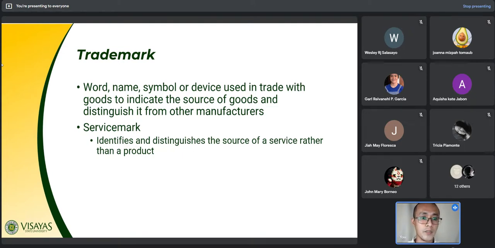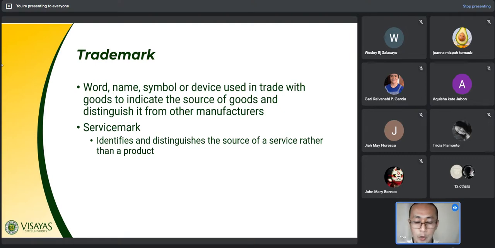For example, their taglines. The tagline of BDO, the tagline of Metrobank, the tagline of PNB, they have their own taglines. And that's part of their service mark. So, since it's part of their service mark, you can no longer use the same tagline for your company because they are already established.